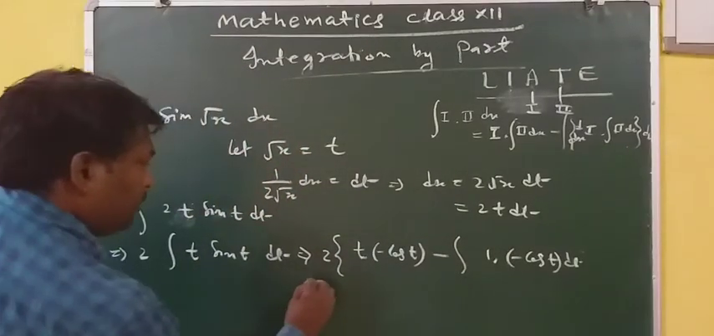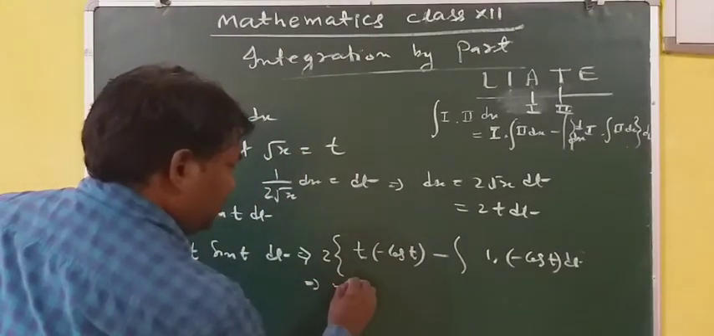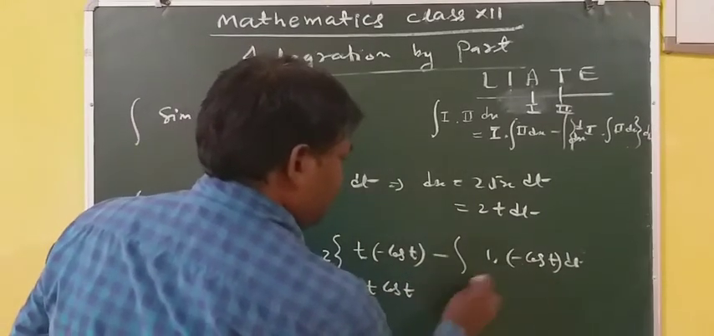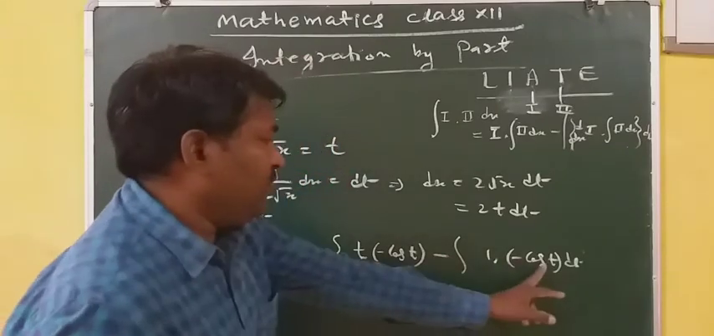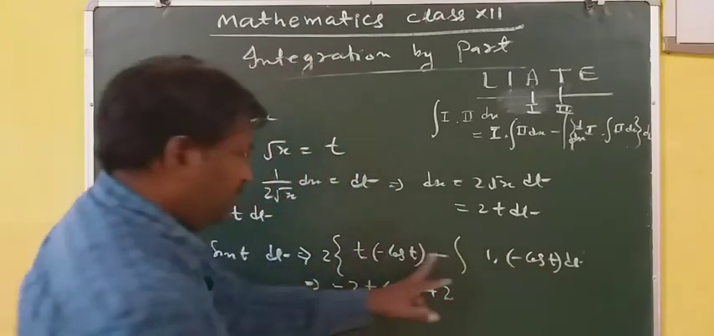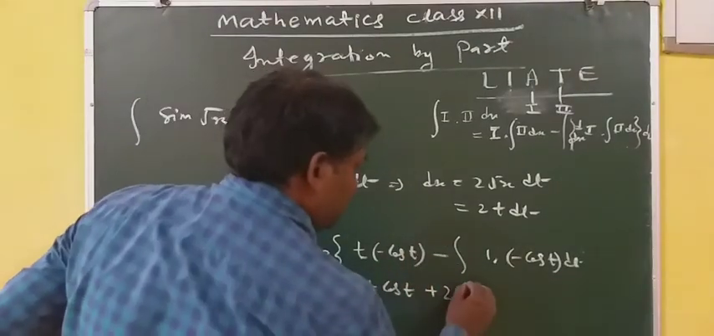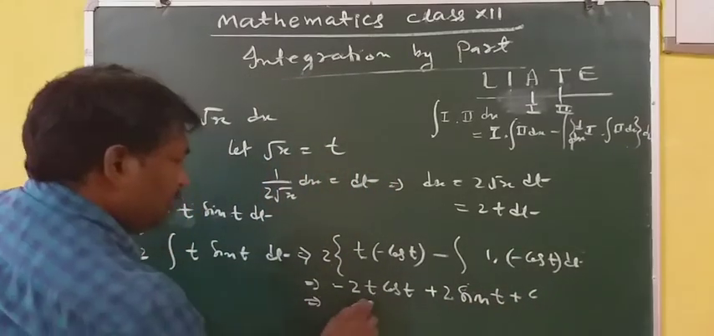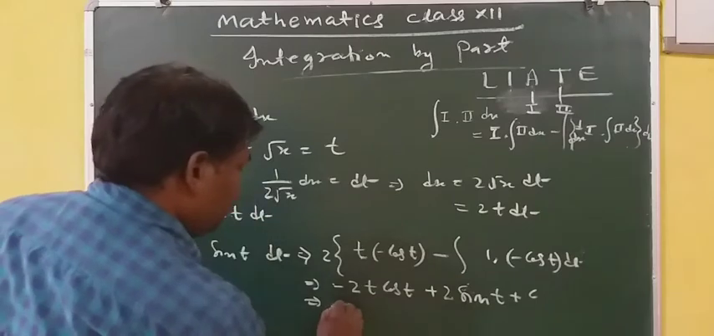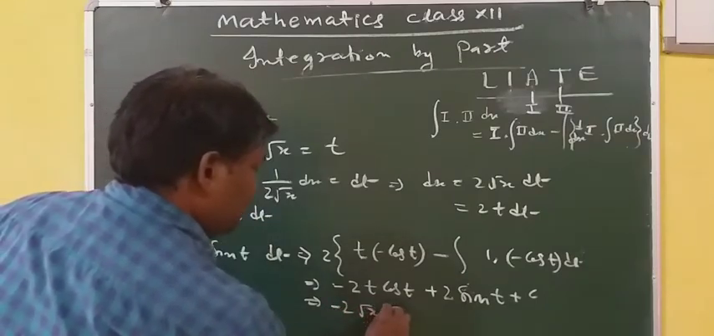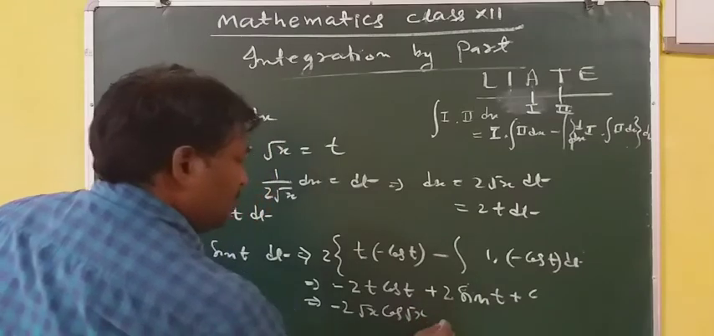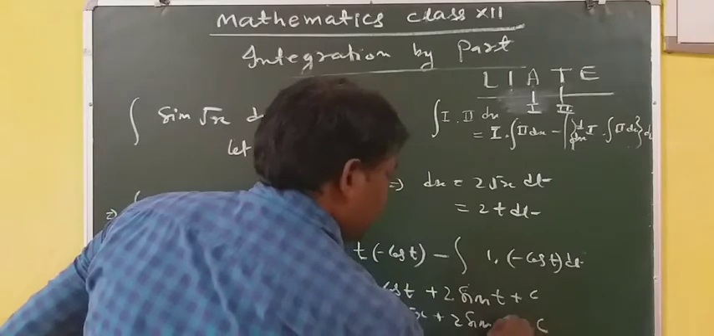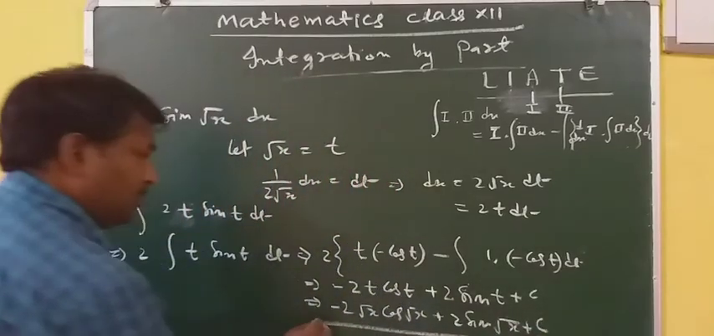Like this. Now it implies minus 2t cos t, and this minus minus plus, integration of cos is sin t plus c. Here also just replacing this t with under root x, so minus 2 root x cos under root x plus 2 sin under root x plus c. This is your result.